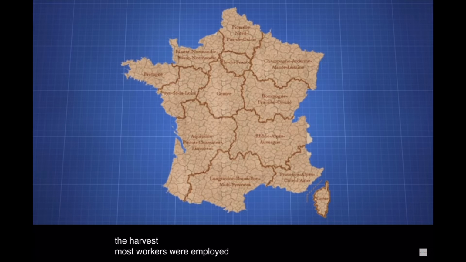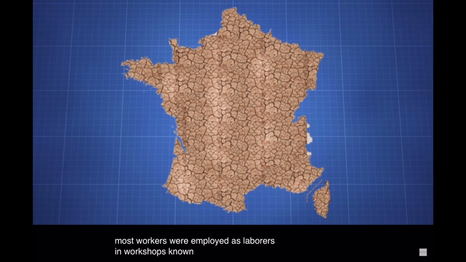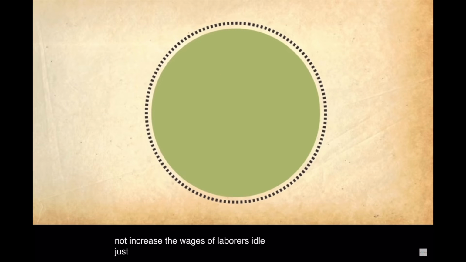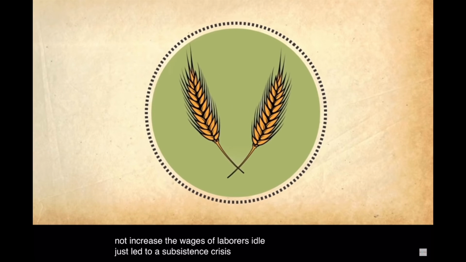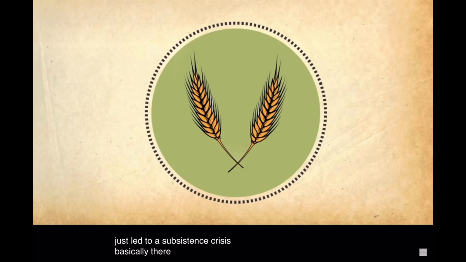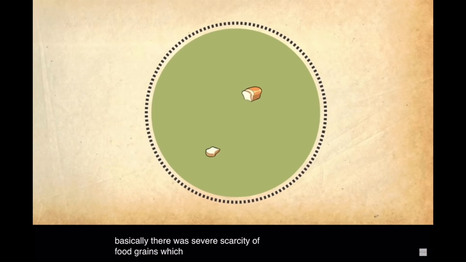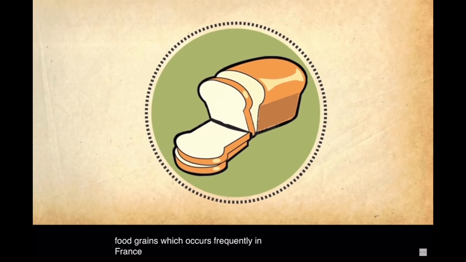Most workers were employed as laborers in workshops. Owners of workshops did not increase the wages of laborers either. This led to a subsistence crisis. Basically, there was severe scarcity of food grains, which occurred frequently in France.